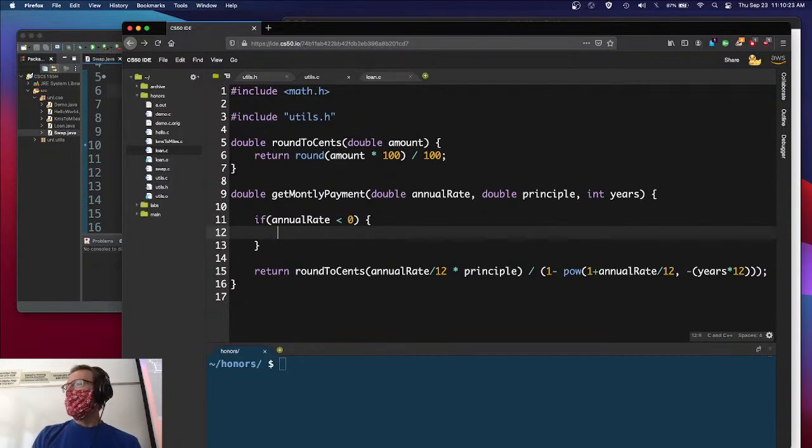Right? All right, so if the annual rate is less than 0, is there another input that would be invalid?